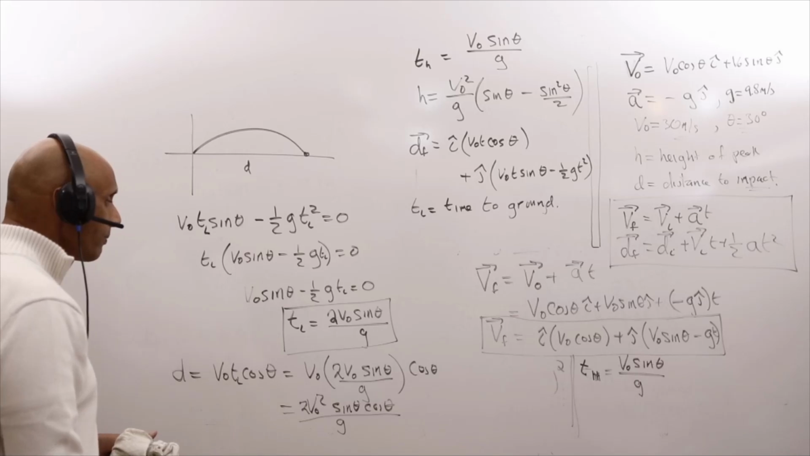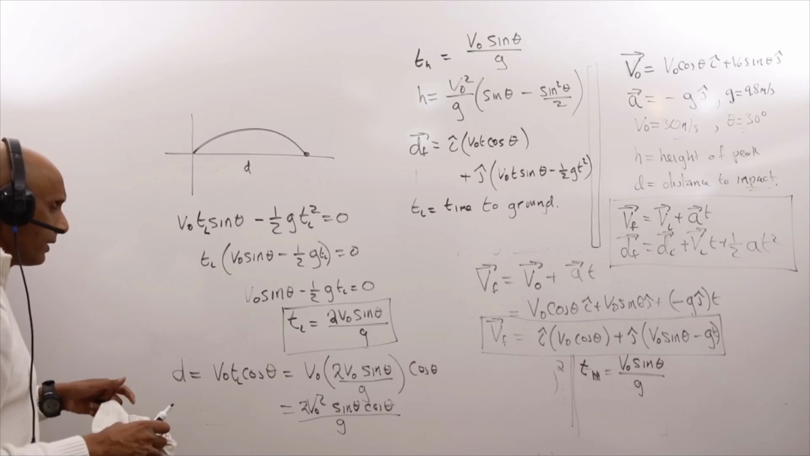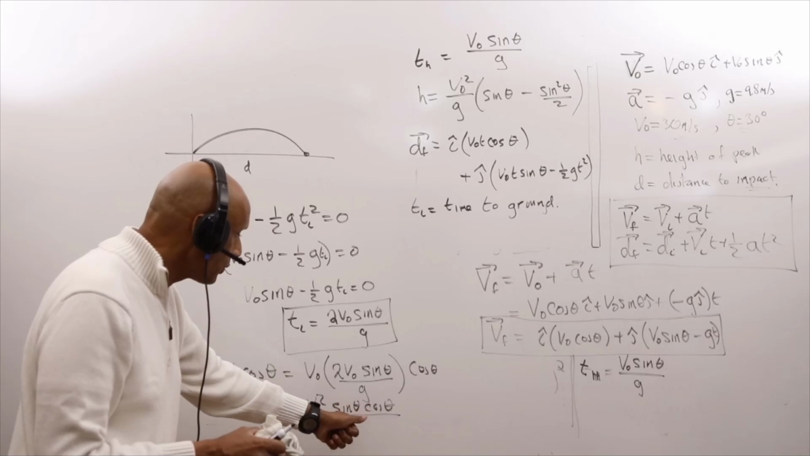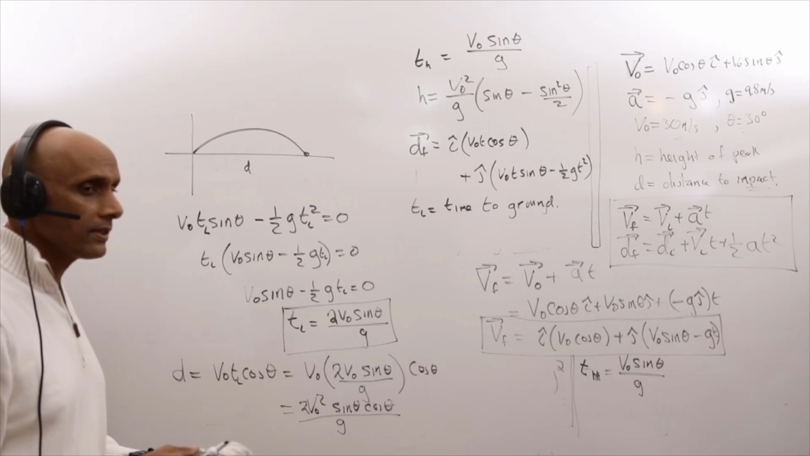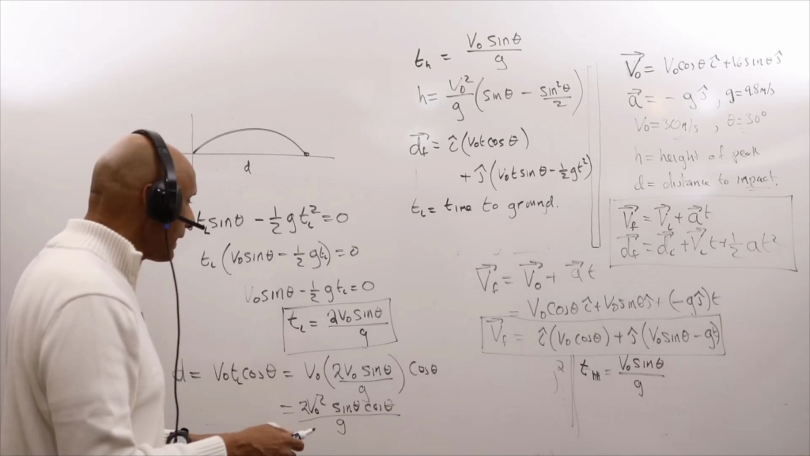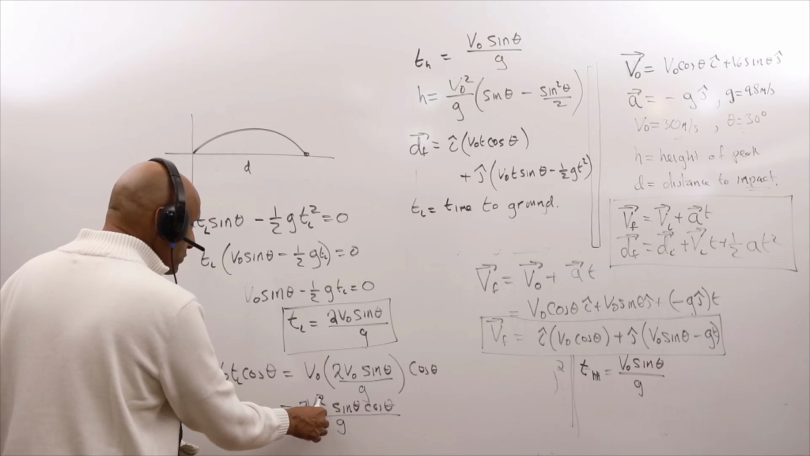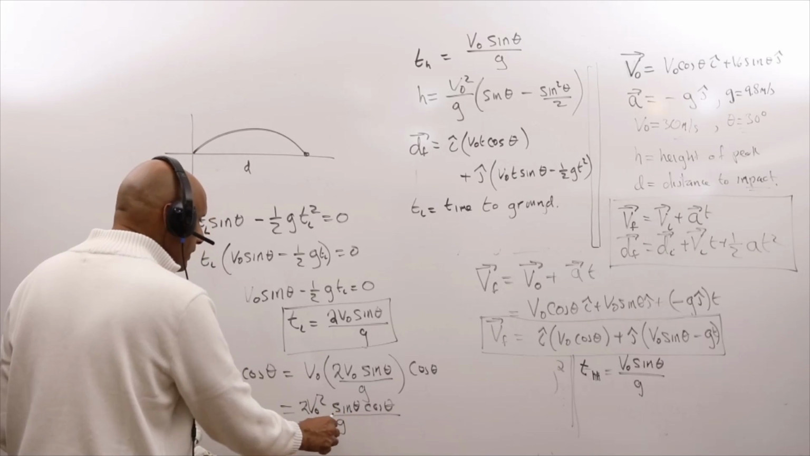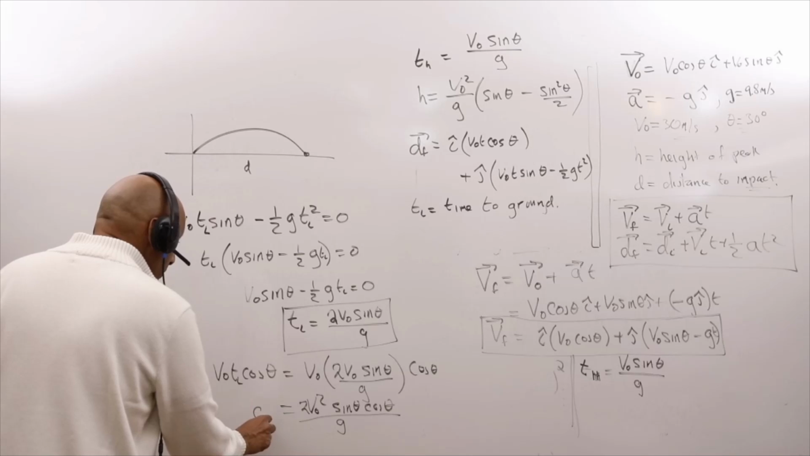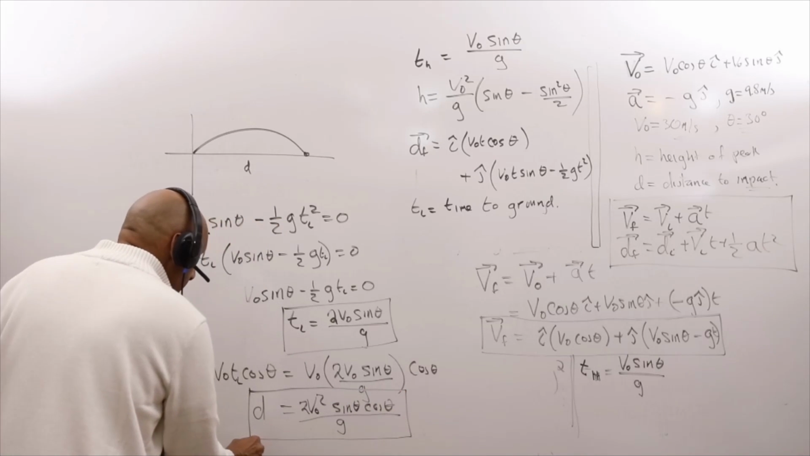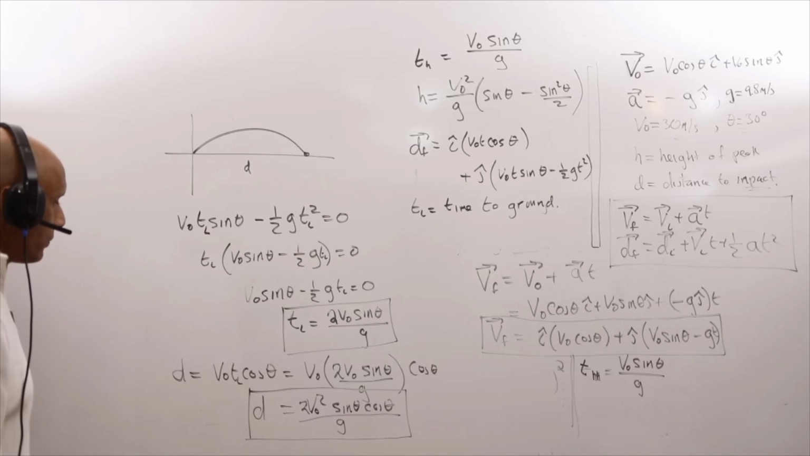And if you remember, this is a little more advanced, but 2 sine theta cosine theta is actually the double angle formula for sine. So this is actually V0 squared over G sine of 2 theta, but I won't reduce it. It's not that important. The main thing is you now have an equation for d. And we know what V0 squared is.